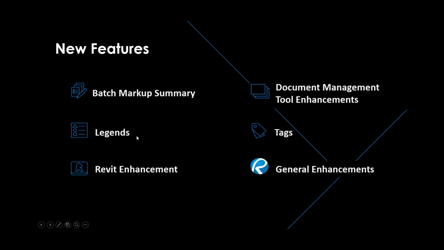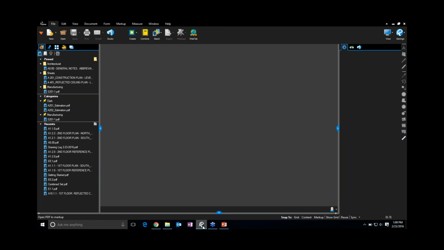We'll get into legends, which essentially becomes a spreadsheet on your PDF as well. Revit enhancements, for those of you that may use Revit for your daily workflows within architecture, construction, engineering, things like that. We've got some fantastic additions to that space. Some different document management tools, and then we'll get into tags, which is a fantastic tool to be able to understand the documents that you're working with. And then finally, we have some general enhancements as well. All right, that being said, let's go ahead and dive into the software.